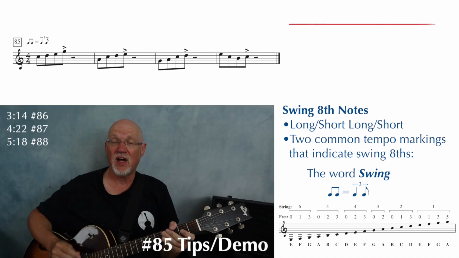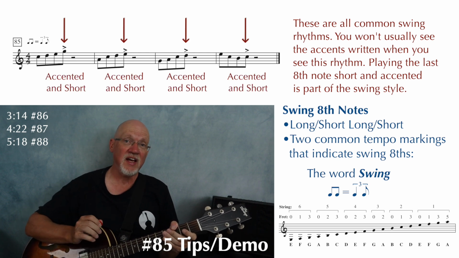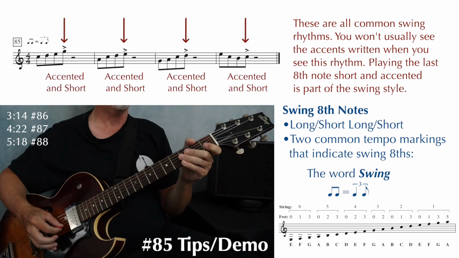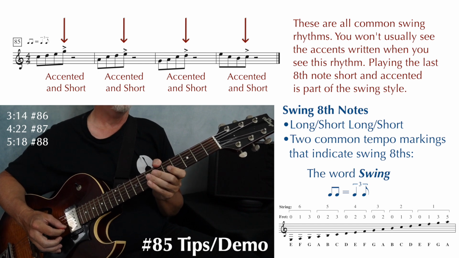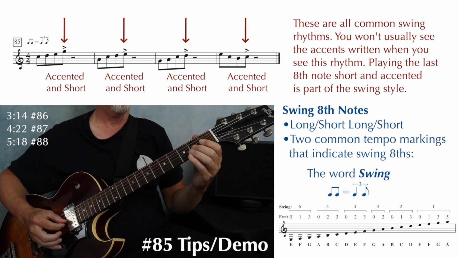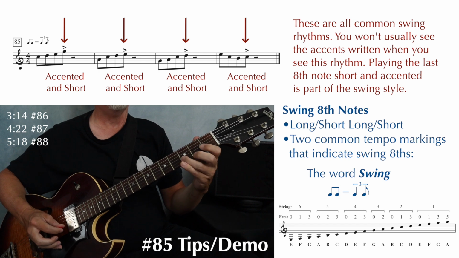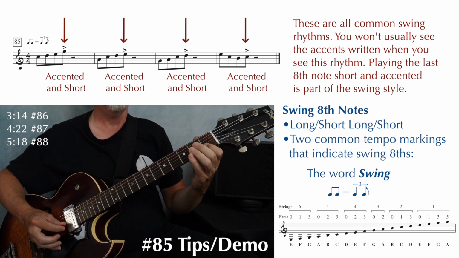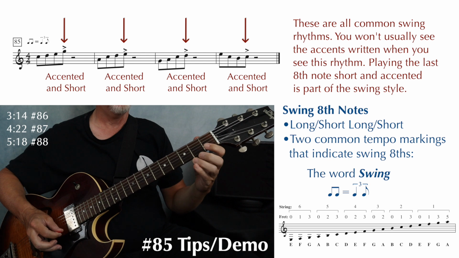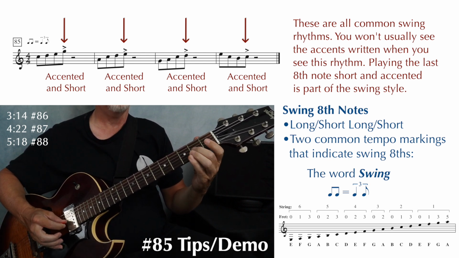Number 85, we have 4 eighth notes followed by a half rest. What I'd like you to do is play the last eighth note accented and short. 1, 2, 1, 2, 3, 4. Repeat. Last time.